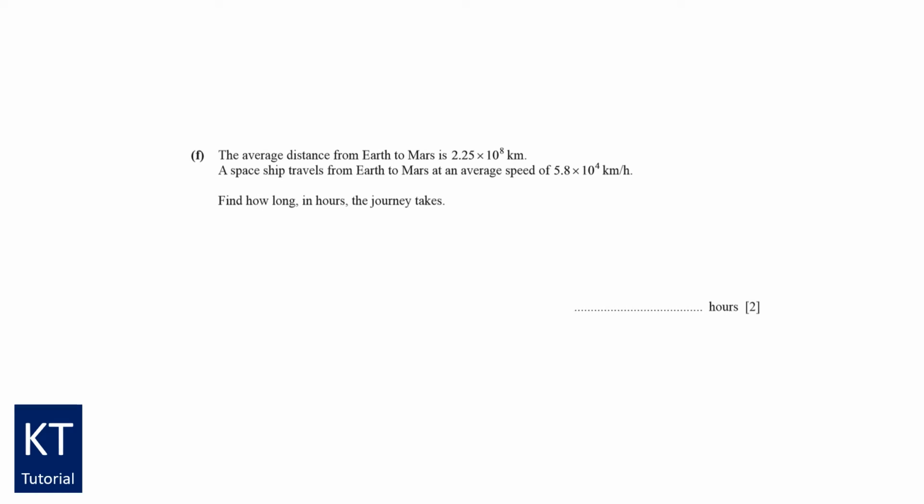Question 1f. The average distance from Earth to Mars is 2.25 times 10 to the power 8 kilometers. A spaceship travels from Earth to Mars at an average speed of 5.8 times 10 to the power 4 kilometers per hour. Find how long in hours the journey takes. The length of the journey is its distance divided by speed.